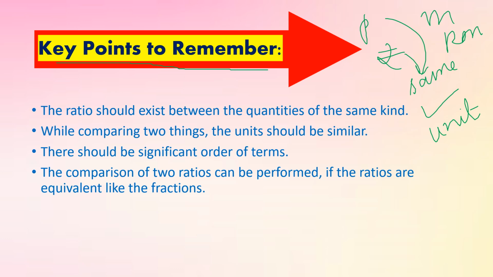There should be significant order of terms. So हमें ऐसा नहीं करना कि A is to B है तो हमने फ्रैक्शनल फॉर्म में B ले लिया. पहले कुछ नहीं होता, B ले लेते हैं, और फिर हमने B is to A लिख दिया, तो वो इक्वल नहीं होगा. ऐसा मत करना. ठीक है? And last, the comparison of two ratios can be performed if the ratios are equivalent. So the ratios should be equivalent, right? If we are comparing two ratios.